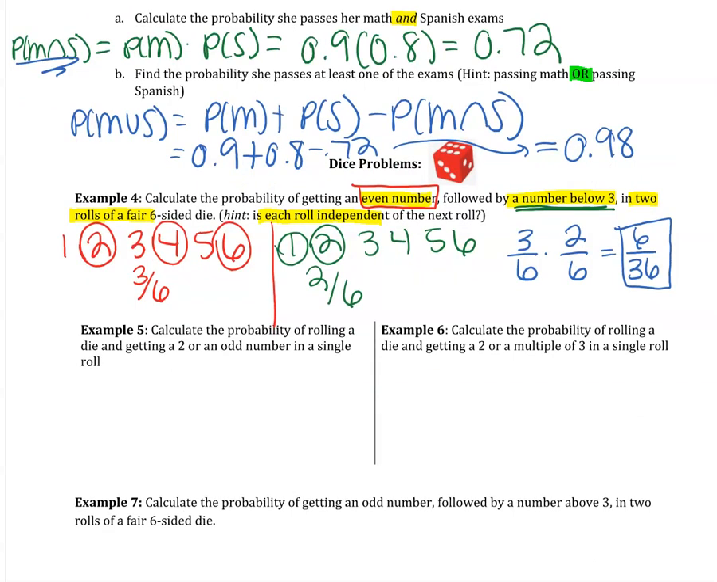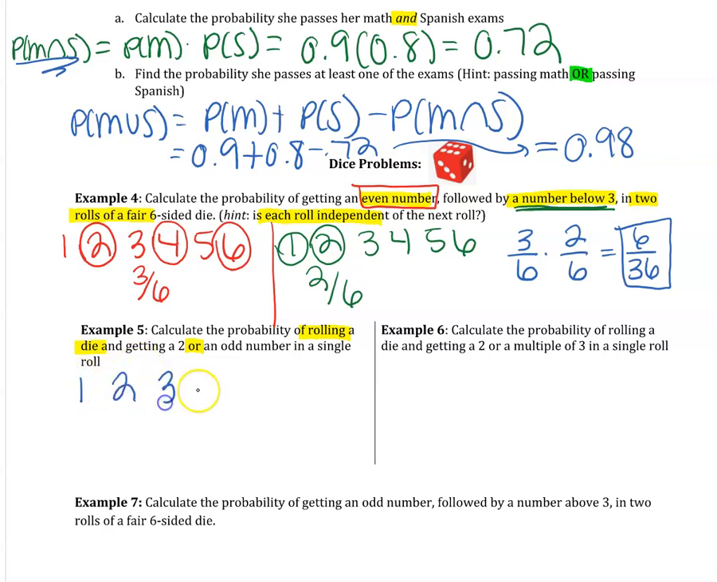Okay, calculate the probability of rolling a single die and getting a 2 or an odd number in a single roll. So notice the difference. In example 4, we had 2 separate rolls, each independent of the other. In this one, we're rolling the die once and asking for an OR probability. It's not like you get one thing and then the other. It's, okay, in one roll, these are the things I want. All right, so list out your options.